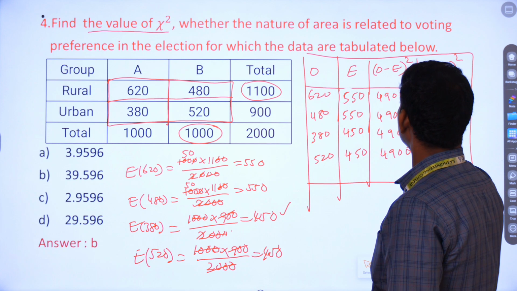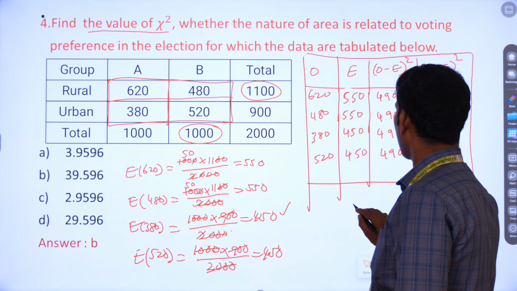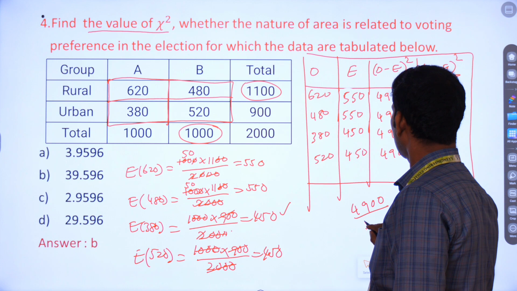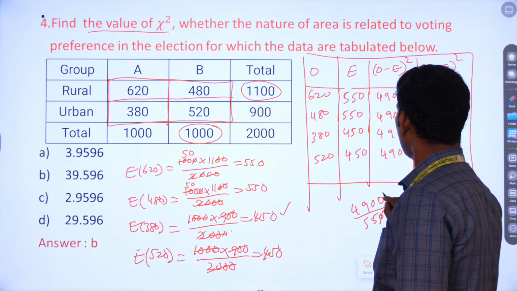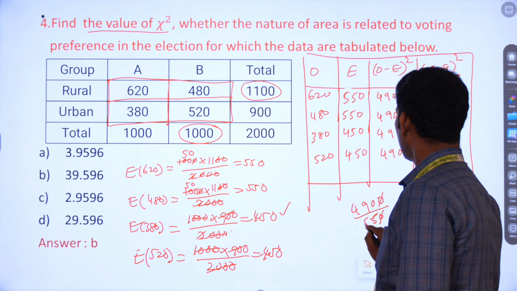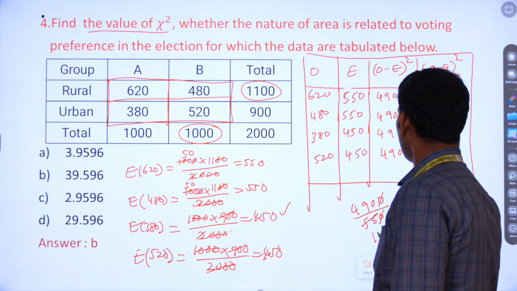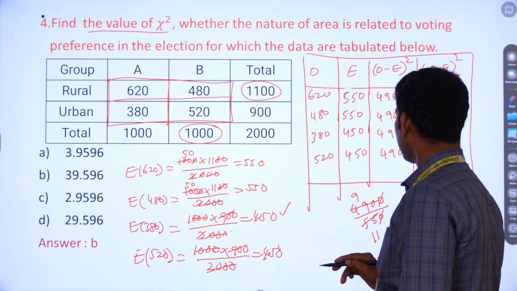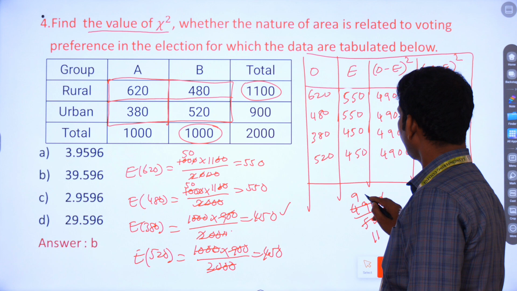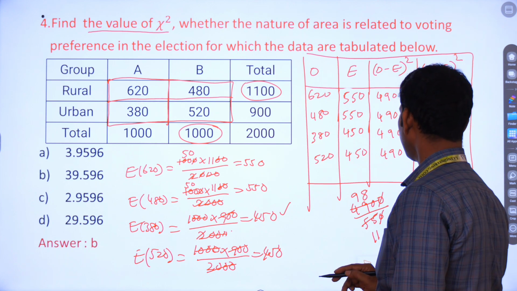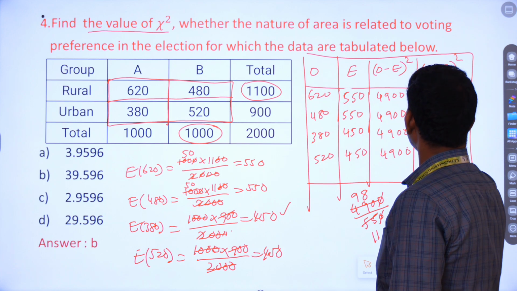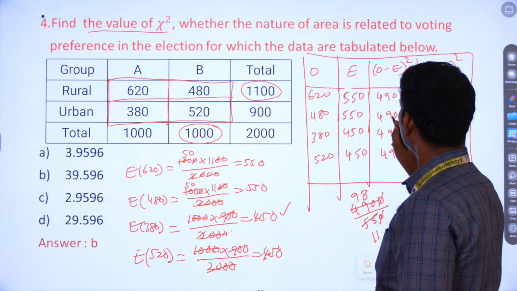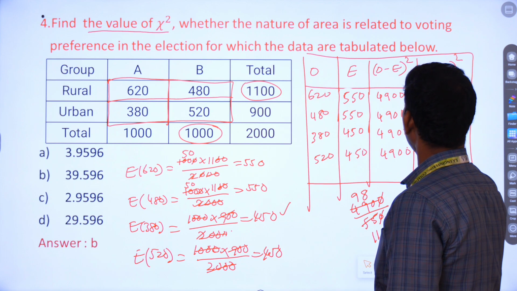If we do that, 4900 divided by expected 550. Clearly the 10 gets cancelled. Here we can also cancel by the 5 table: 9 times 5 is 45, remaining 40, that is 8 times 5. We get 98 divided by 11. Again the same case, 98 by 11.